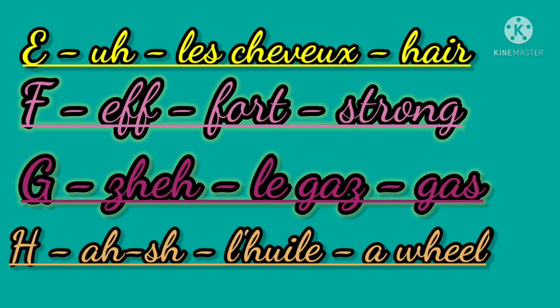Next we have E, which is eu, les cheveux, which is hair. F is F, fort, is strong. G is pronounced as J in French, J, le gaz, gas. H is ash, la roue, a wheel. H is generally silent in all French words.